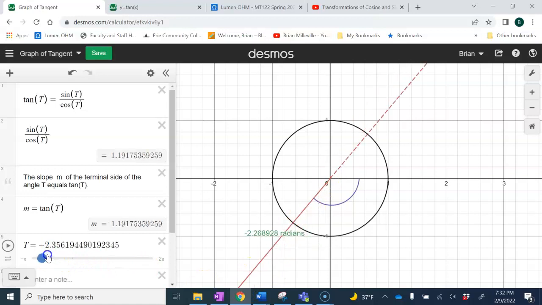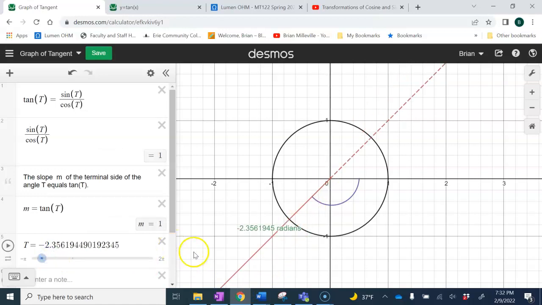We'll go forward just a little bit more here. We'll stop right there. Right there, that's negative 135 degrees, or negative 3 pi over 4 radians. That's that angle drawn down here. Now notice if I have this dashed line, if we extend the terminal side of that angle back through the first quadrant, we're talking about a 45 degree angle there.